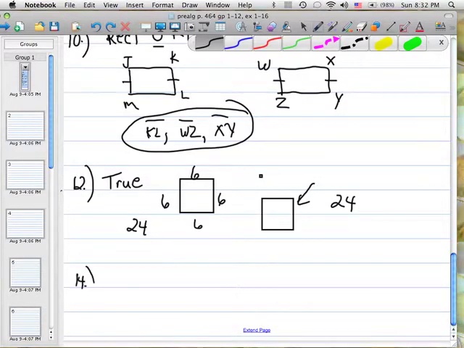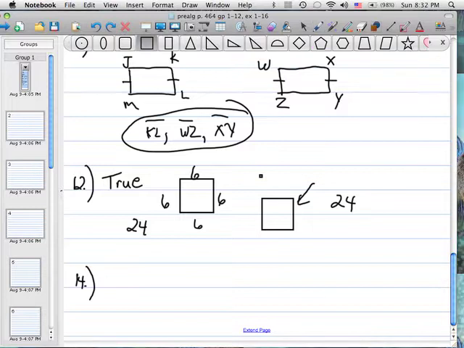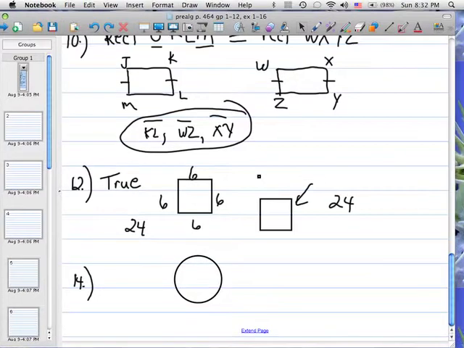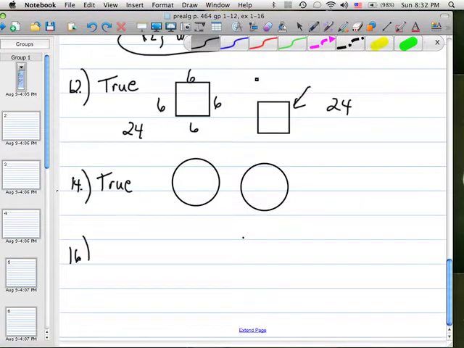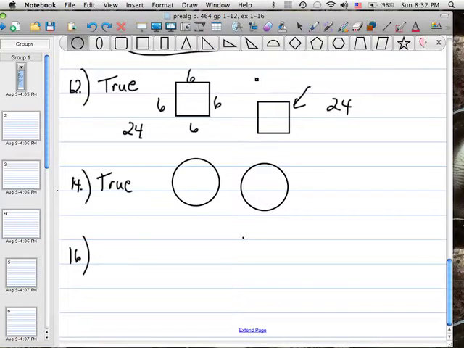And number 14, if two circles have the same area, they are congruent. That has to be true also. If this circle has the same area as this circle, then they're identical. So that's true. And number 16, if two rectangles are congruent, identical, they have the same area. Well, that's true. If they're the same rectangles, then their areas would have to be the same.